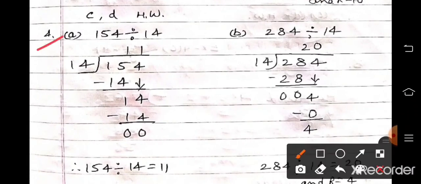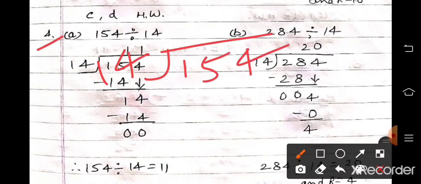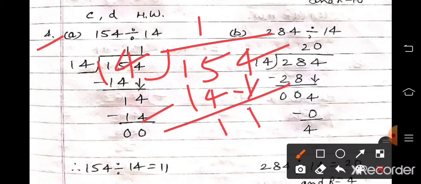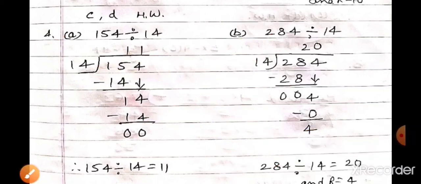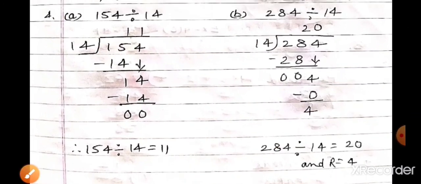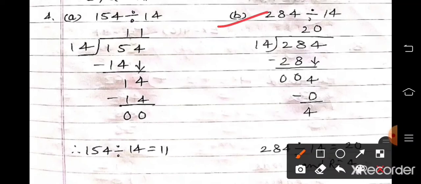Now question number 4, A part, 154 divided by 14. 14 ones are 14. Subtract, 5 minus 4 is 1. Now bring down this 4 here. 14 ones are 14. Answer is 11. Okay, so like this you have to do B part also.